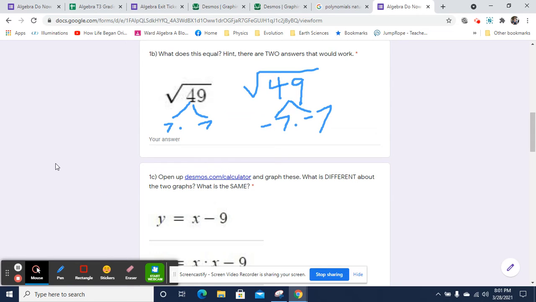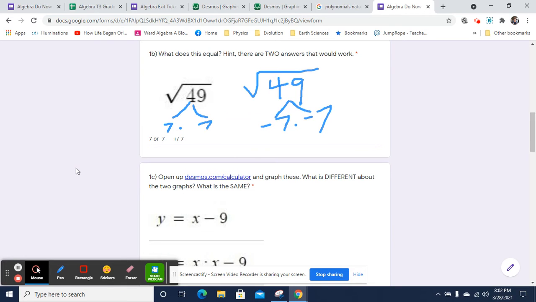Okay, that's the answer to that. So we can put in that our answer is 7 or -7. Both of those are answers. If you want to be fancy, you could say plus or minus 7. And I would understand that you mean both +7 and -7. Those are not the same number. Those are two different numbers.